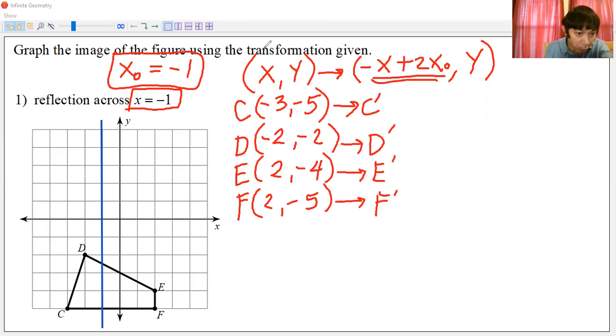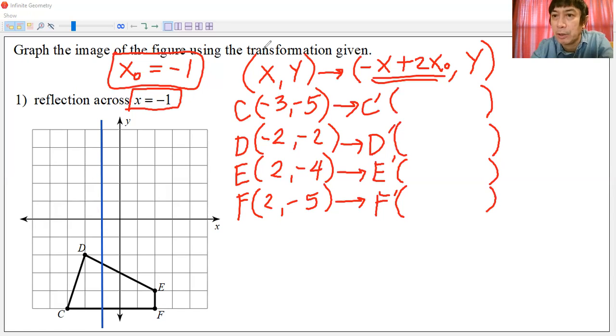Okay, so we are going to compute now. All right. So we have the open parentheses for the coordinates there. Now in the formula, the y will not change here. The y will not change. Therefore, we can just rewrite it after the comma. So these are as follows: -5, -2, -4, and -5 there. All right, so we're now ready to compute for the x values.